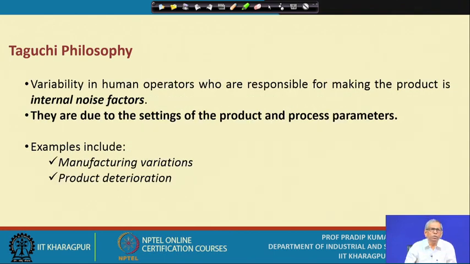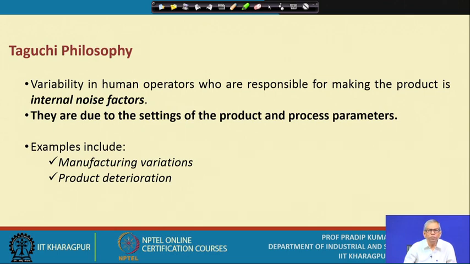You also have internal noise factors. The variability in human operators who are responsible for making the product is an internal noise factor, which is unavoidable. Okay? Suppose you engage 3 persons for manufacturing a component or the product, so obviously there will be differences in their skill levels, and this variability is unavoidable. So this is considered as one example of internal noise factors.